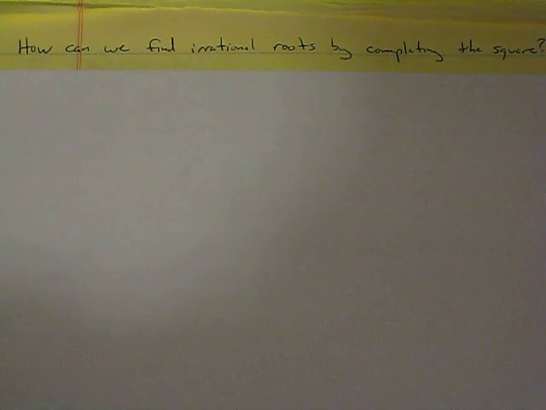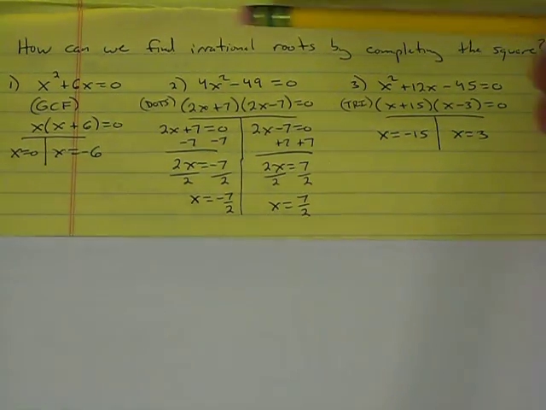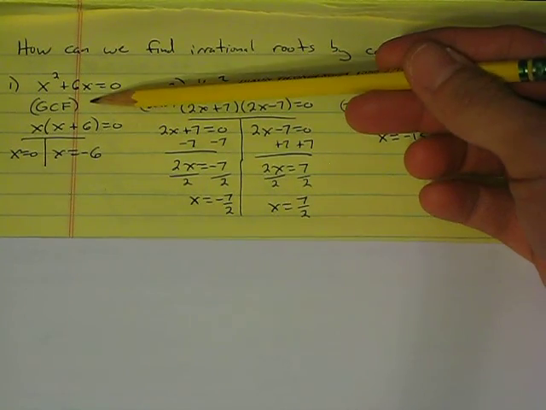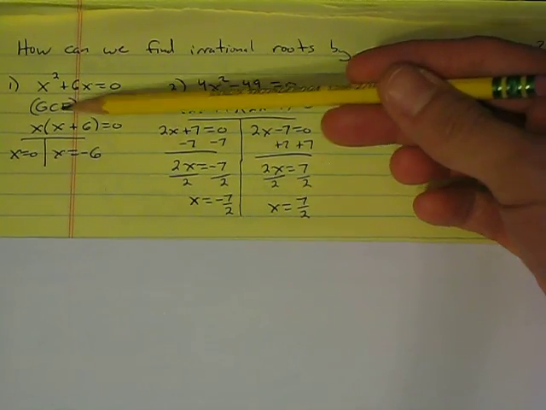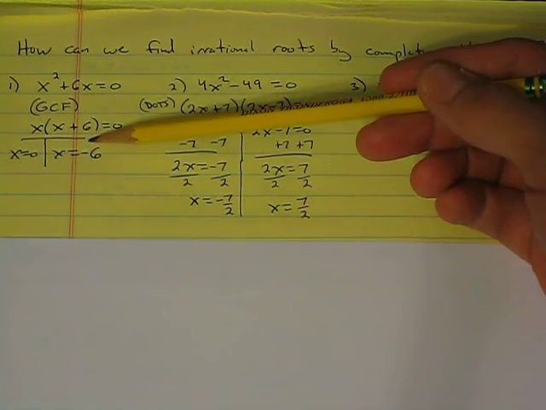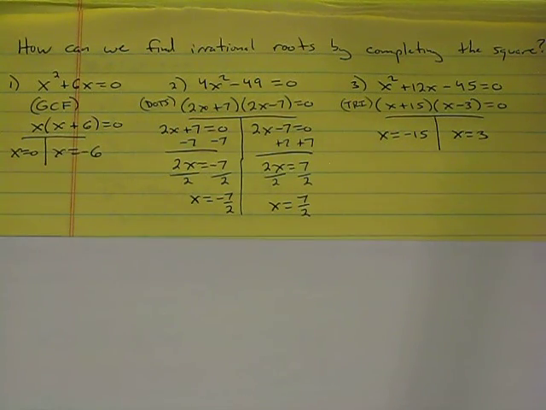Alright, so let's start off with finding rational roots, which is something we've done before. In the first section here, you'll notice that we have a quadratic equation. This could be solved by greatest common factor by pulling out an x plus 6, and then we get 0 and negative 6. These are considered rational roots because we have integer values.